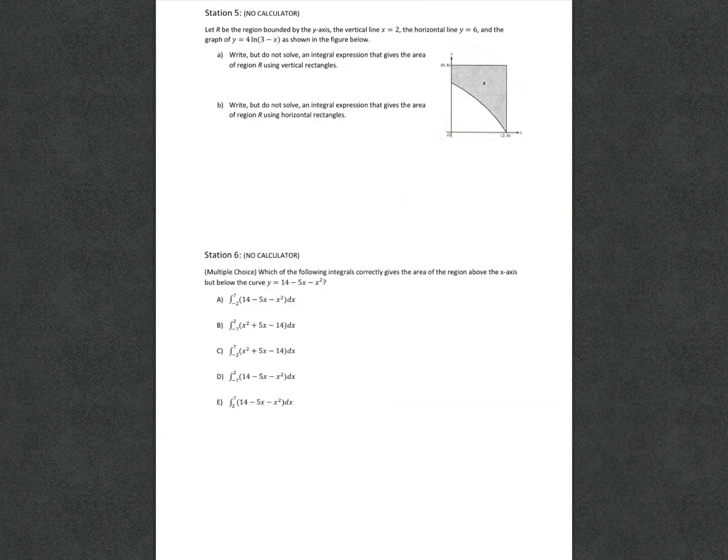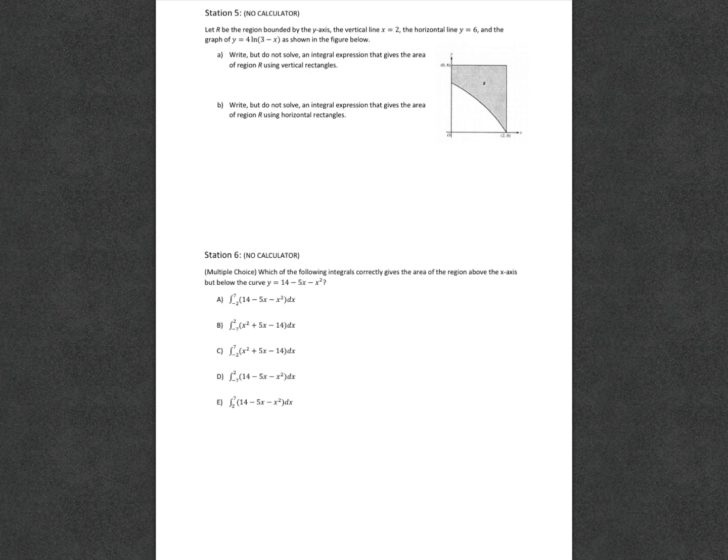Okay, so this is another no calculator question. They say let R be the region bounded by the y-axis, okay, in this problem, the y-axis here, the vertical line x equals 2, the horizontal line y equals 6, and the graph of 4 ln(3 minus x). That must be that one, as shown in the figure below. Okay, write but do not solve an integral expression that gives the area of region R using vertical rectangles.